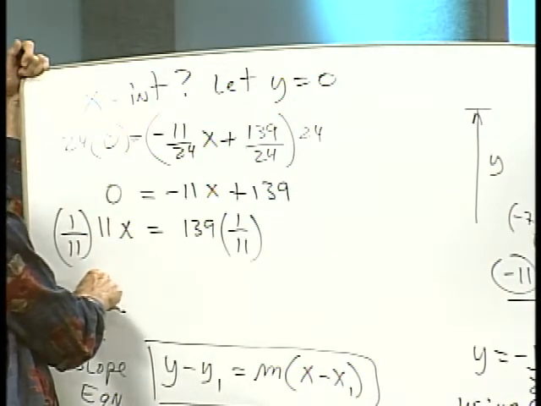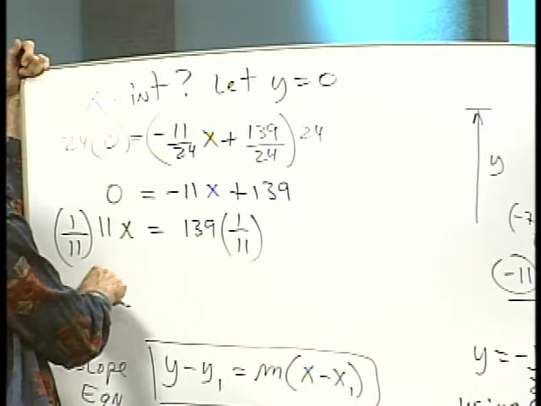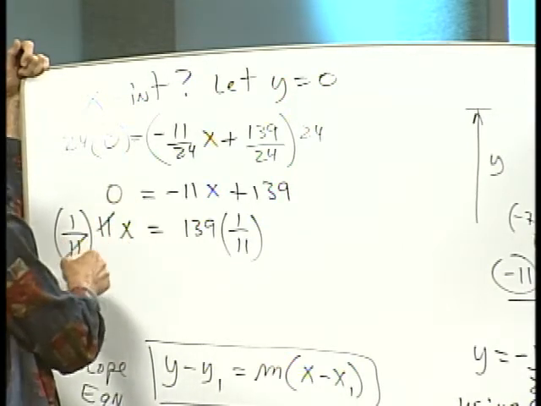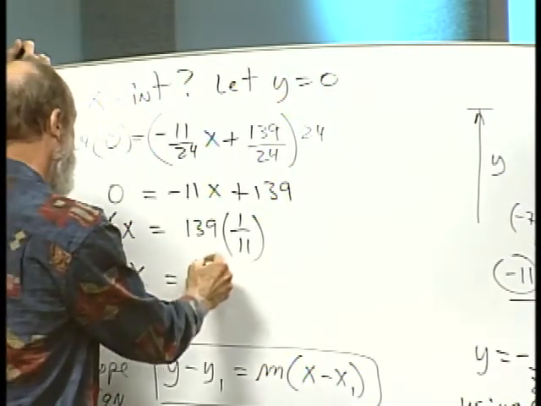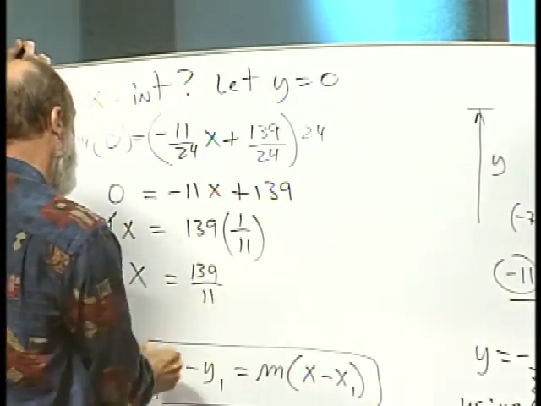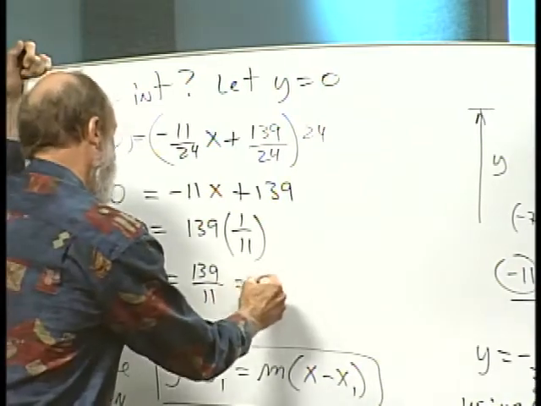Fancy vocabulary for something relatively simple here. 11 divided by 11 reduces to 1, so we end up with x equals 139/11. This is the a value.